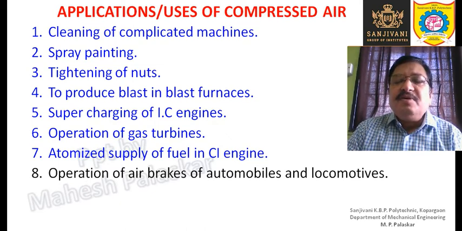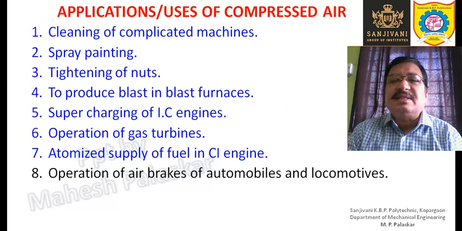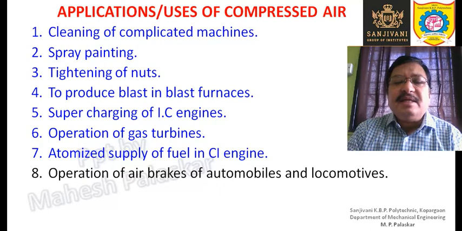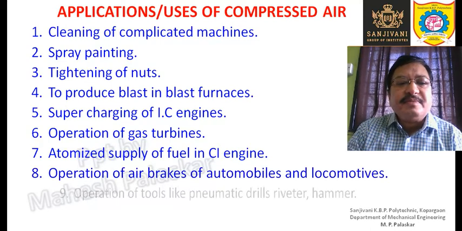Then the operation of air brakes of automobiles and locomotives. In order to have the urgent braking, we are using the air brakes in the automobiles and the locomotives. So these brakes operate very urgently, that is the important feature of the compressed air and of the pneumatic machines, that they work very fast. So urgent braking is possible by using the compressed air in automobiles as well as locomotives.